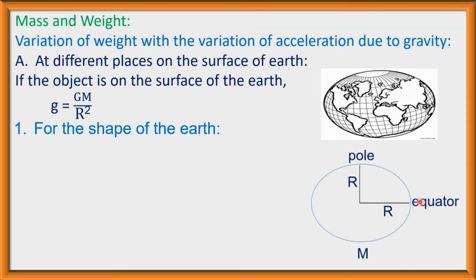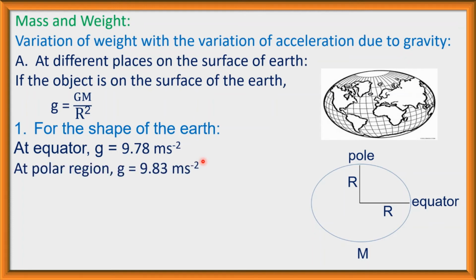If we move from the equatorial region to the polar region, then the value of r will gradually decrease. Therefore the value of g will gradually increase. At the equator g is equal to 9.78 meter per second square, which is the minimum value of g on the surface of earth. And at the polar region g is equal to 9.83 meter per second square, which is the maximum value of g on the surface of earth.